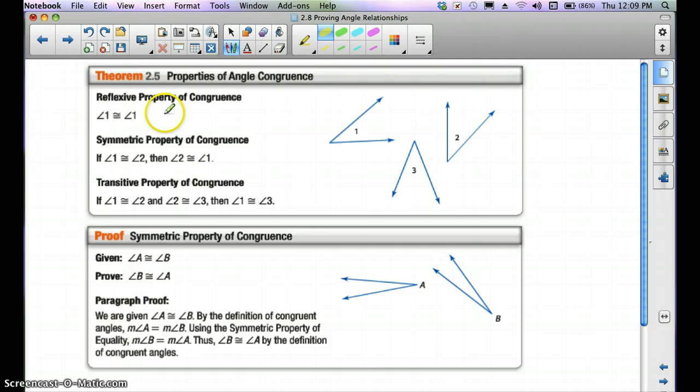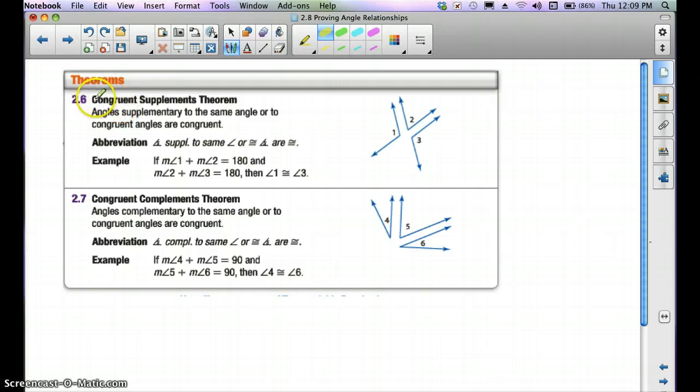The next theorem, properties of angle congruence, we might already have this written down. Reflexive, symmetric, transitive. Now the symmetric property of congruence, that I don't think is in your packet. I'm not sure. It might be. Given that A equals B, then B equals A. And here's just a little proof for you to do that.